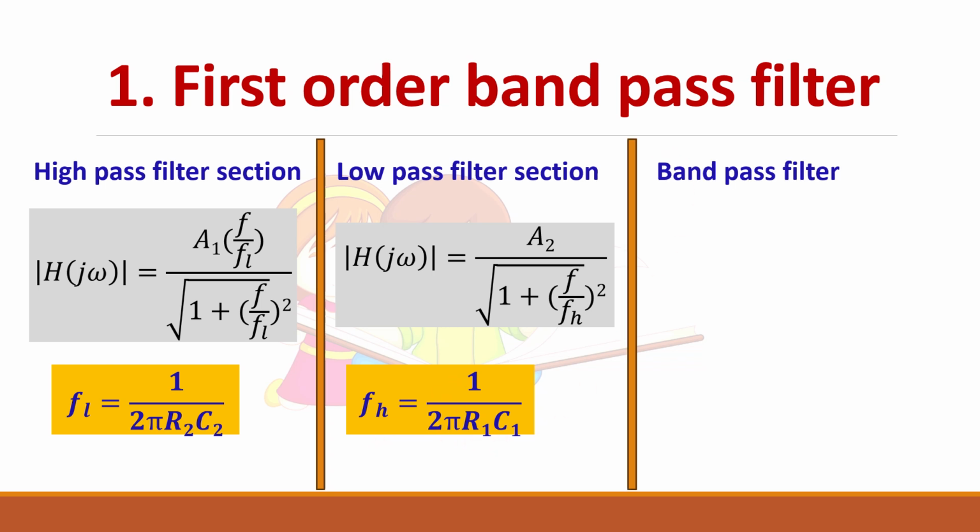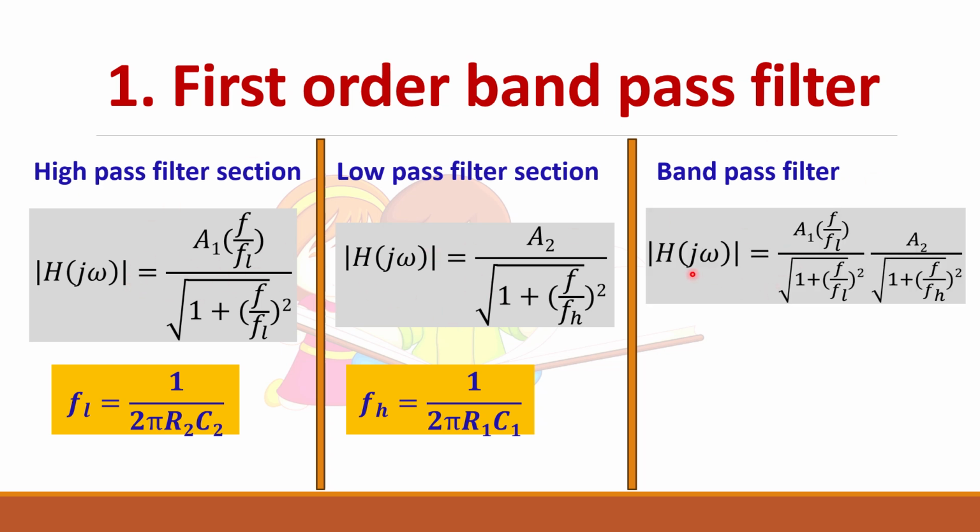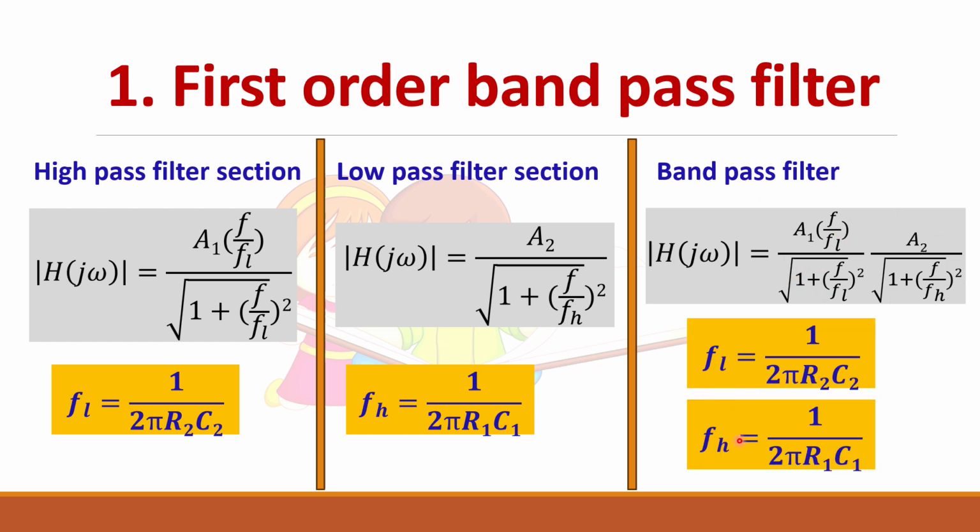So for the band pass filter, it is very easy. You just multiply these two things. So the magnitude is given by, just because you are cascading it, just multiply these two. This is the magnitude of the band pass filter. So you have FL and FH, two frequencies here.